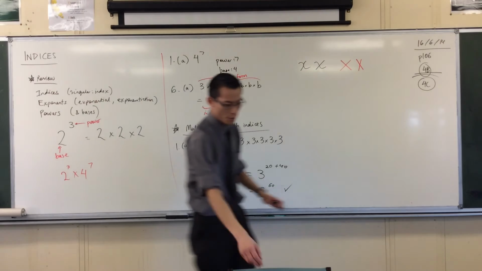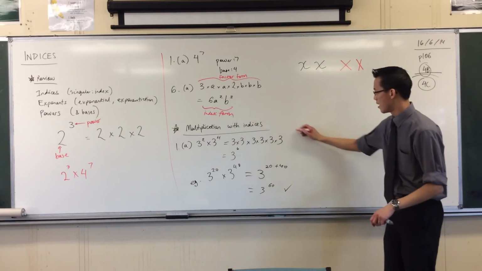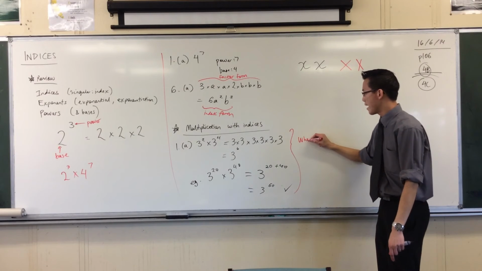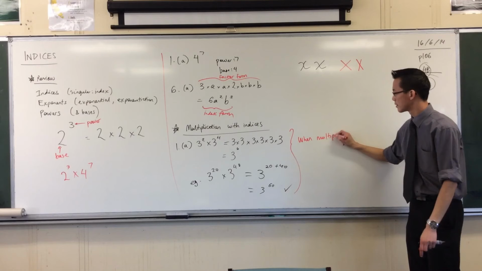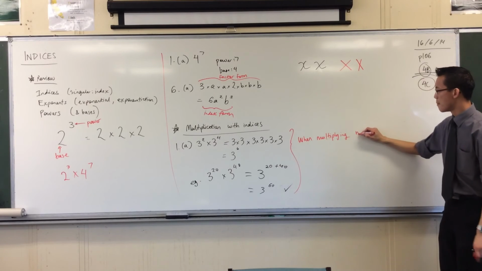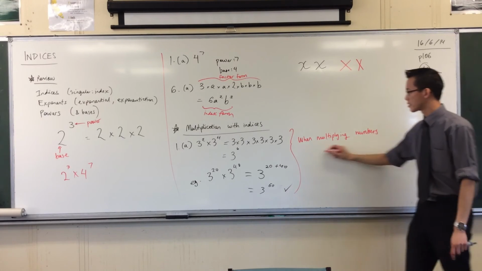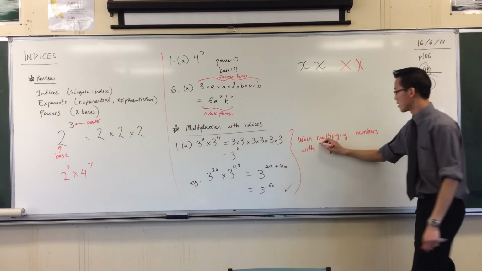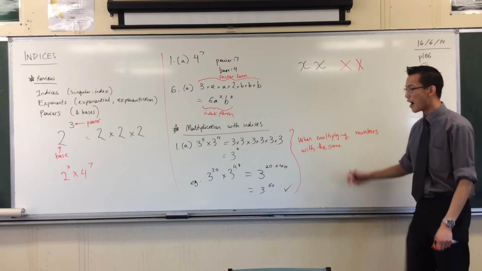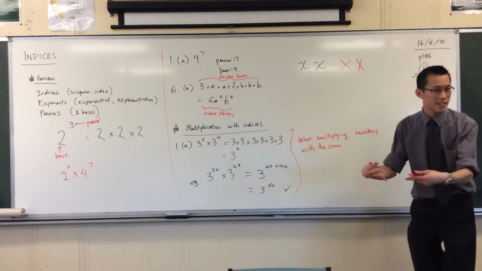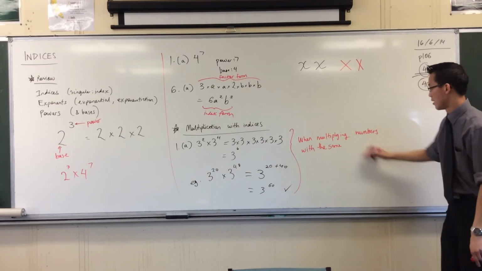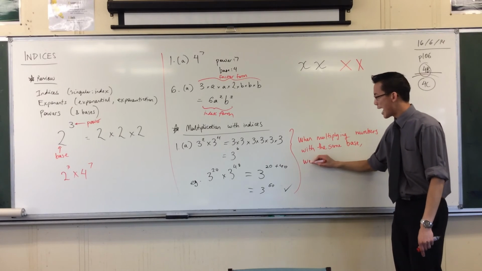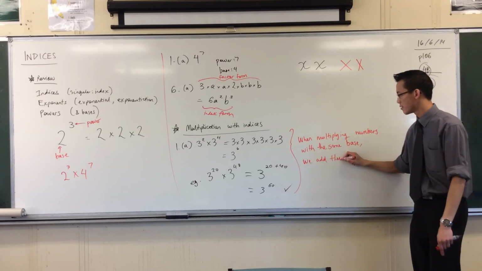So I might even write that down over on the side here as an explanation of what we're doing, and you should do the same. When multiplying numbers with the same base, it's important that they're both 3s. If one of them was a 3 and one was a 5, when you put them together, they don't mix together, do they? They're still 3s and 5s. So if they've got the same base and you multiply them, we add their indices.